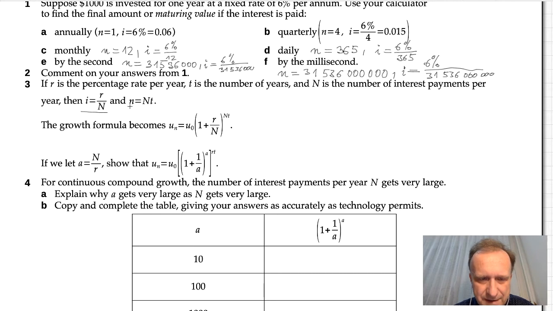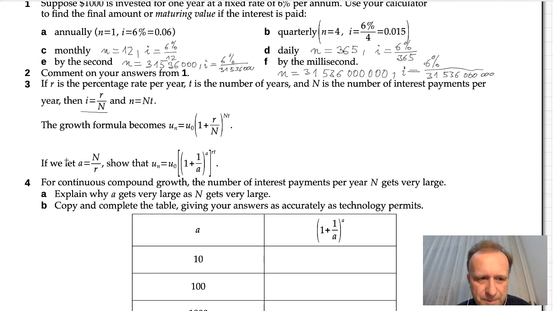And now n, the total number of compounding periods when you have to wait for t years, is n times t, because n is the number of compounding periods per year times the number of years gives you the total number of compounding periods. Okay, now the growth formula becomes u sub n equals u sub 0 times 1 plus I, so this r divided by n is just I, and this is raised to the power of small n. This is the number of compounding periods in total time as your investment grows in the bank.